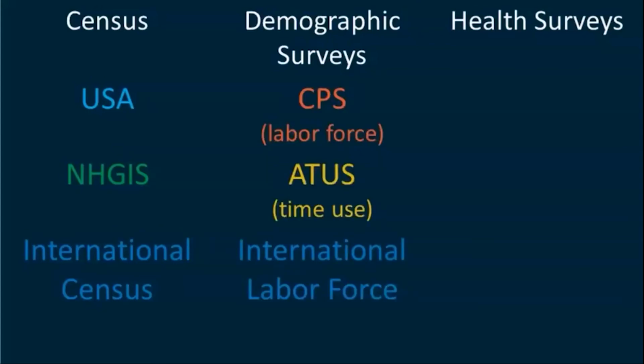CPS, or the Current Population Survey, is a household survey used to measure unemployment, poverty, and insurance. Approximately 55,000 households are surveyed monthly. ATUS is the American Time Use Survey. It provides time diary data over a 24-hour period and includes detailed information about what activities people are doing, the duration of those activities, where they occurred, and who respondents were with during those activities. IPUMS International is also adding labor force surveys to its collection.